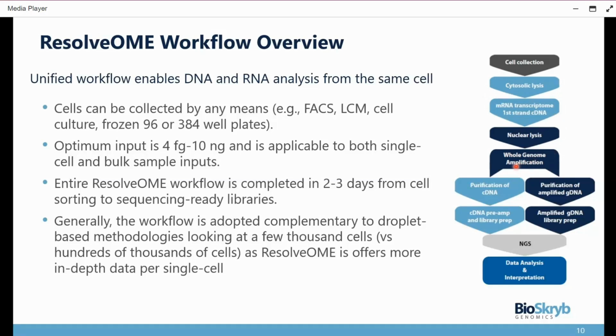Once we've amplified our whole genome, it is at that point during the library preparation that the cDNA arm of Resolve-Ohm and the genomic DNA arm of Resolve-Ohm are split. Each of these, shown on the right and on the left, undergoes parallel library preparation using the Resolve-Ohm library preparation kit. Sequencing is then performed on sequencing platforms, and data analysis is performed using the BaseJumper solution from BioScribe Genomics.